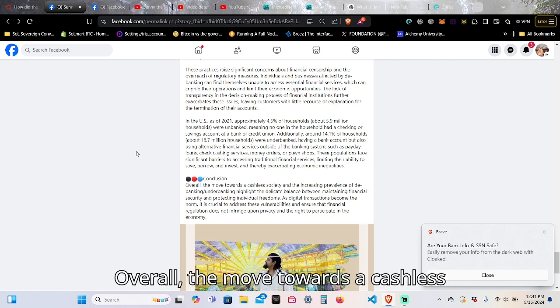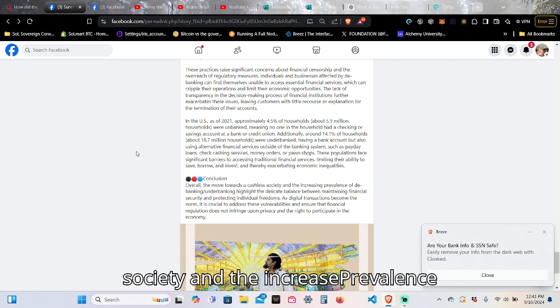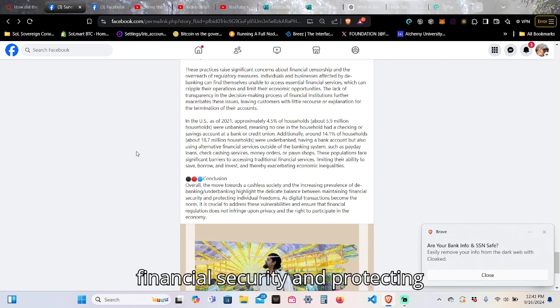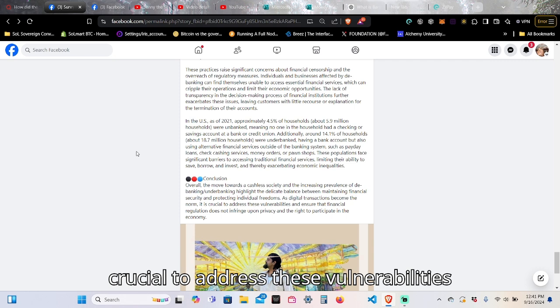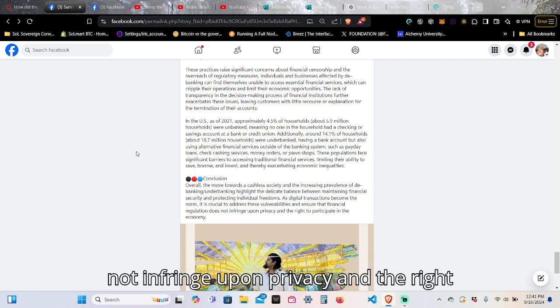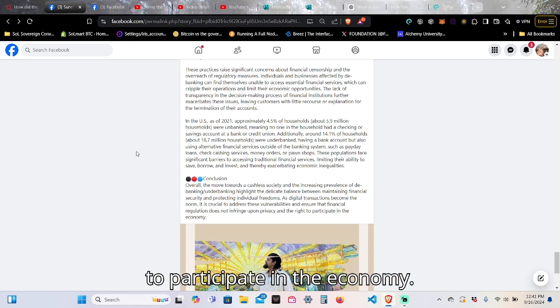Overall, the move towards a cashless society and the increased prevalence of debanking and underbanking highlight the delicate balance between maintaining financial security and protecting individual freedoms. As digital transactions become the norm, it is crucial to address these vulnerabilities and ensure that financial regulation does not infringe upon privacy and the right to participate in the economy.